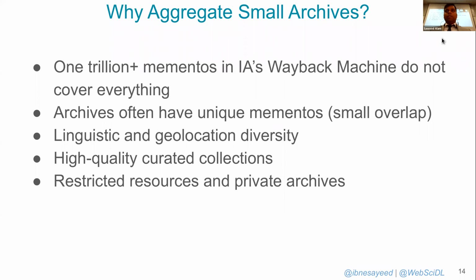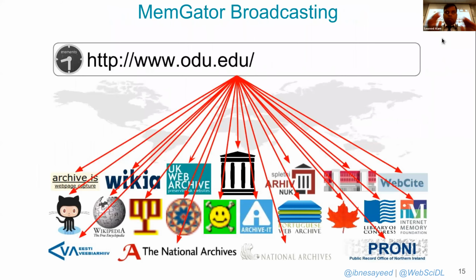So why aggregate small archives? Wayback Machine has more than 1 trillion mementos, but it does not cover everything that the web has to offer. Smaller archives often have unique mementos. They have better linguistic and geolocation diversity. Their curated collections could be higher quality than a crawler-based collection. And there might be restricted resources that are only available in small archives.